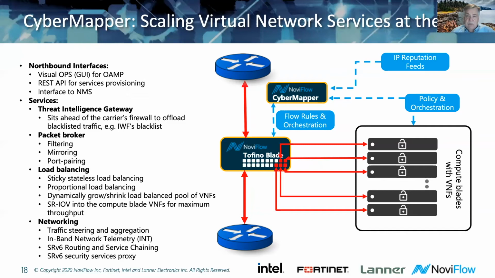The network services include traffic steering and aggregation for scaling CGNAT and other services, in-band network telemetry for VNF performance monitoring, SRv6 routing and security service proxy that allows the VNF's resources inside the HTCA platform to be globally addressable in the network.